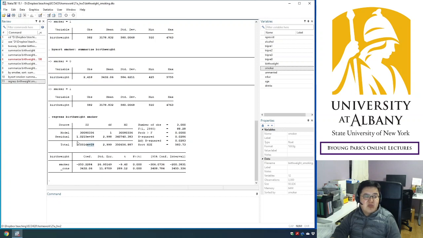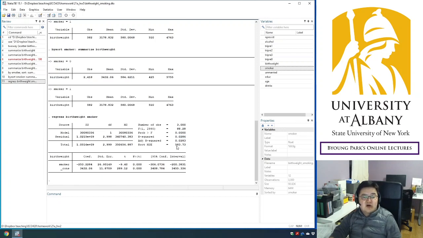And these guys are not important by themselves, but by considering their ratio, we have R squared. So smoking determines about 2.8% of baby's birth weight variation. So 2.8%, approximately 3% of baby's birth weight can be explained by the mother's smoking behavior.